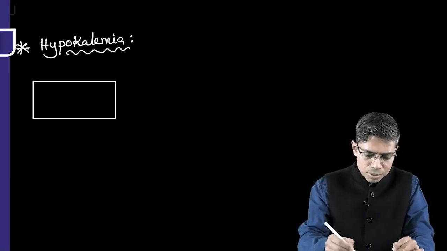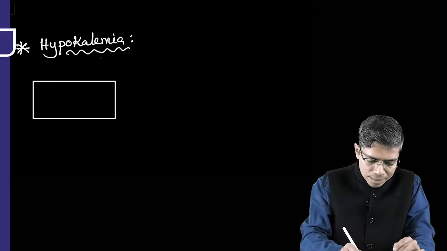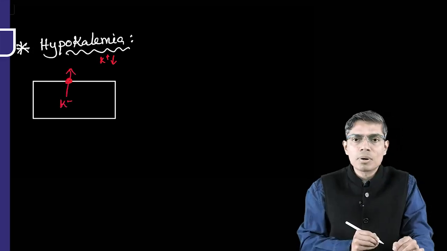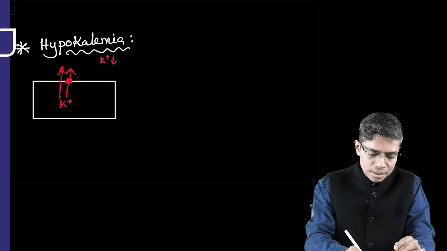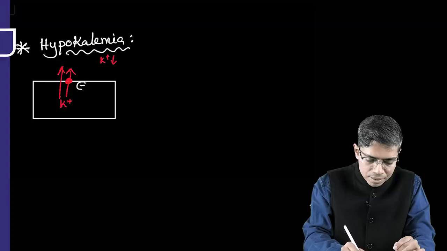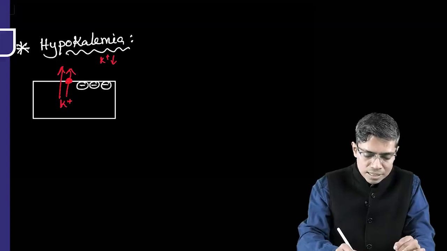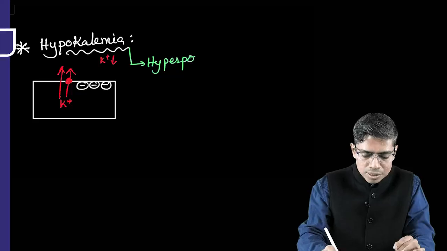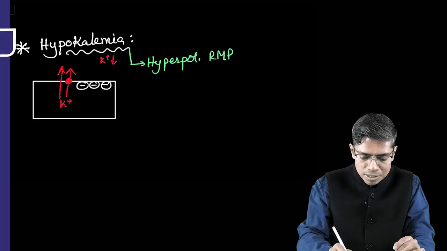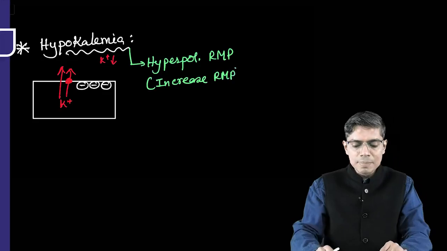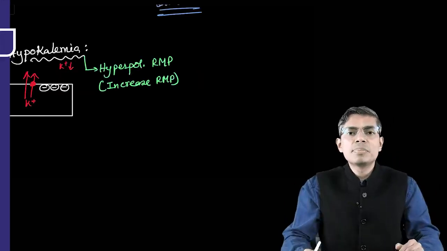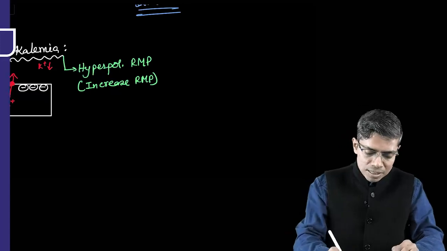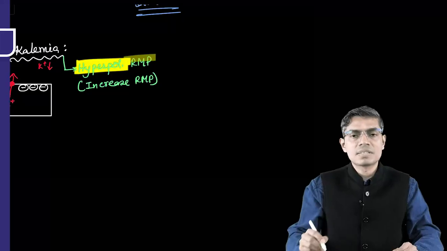Very simple. Outside potassium is less, so through this leaky channel a greater number of potassium ions will go out. So the cell will lose more potassium. There will be more negativity inside. More negativity inside means this will lead to hyperpolarization. Hyperpolarization of the RMP means an increase in RMP. Now, if the membrane voltage is going towards hyperpolarization, what do you think? Will action potential generation be easier or difficult?